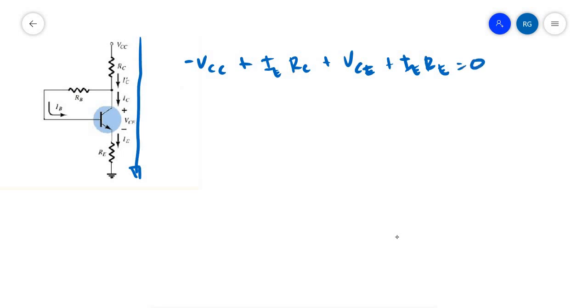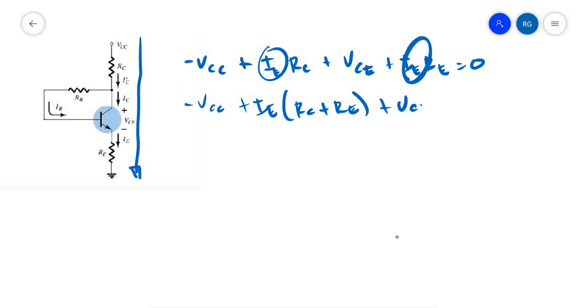Factoring out IE, negative VCC plus IE, you have 2 IE, 1 for RC and RE. So IE times (RC plus RE) plus VCE equals 0.